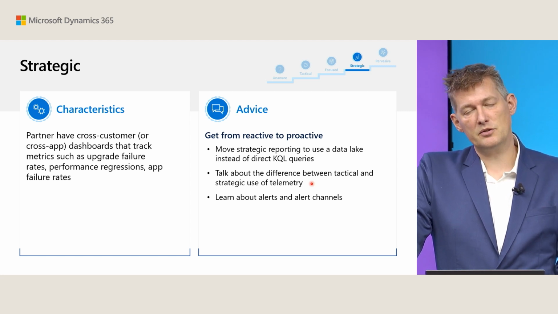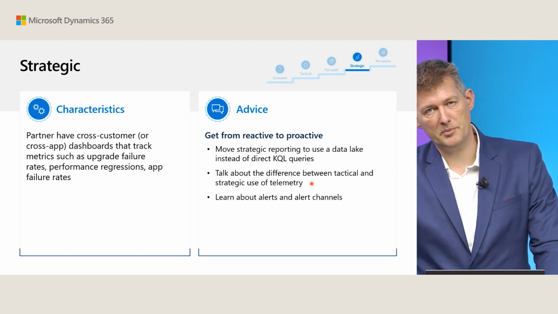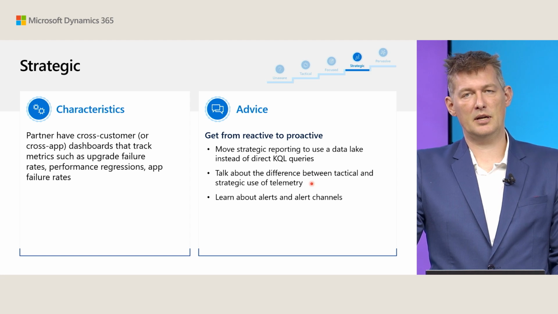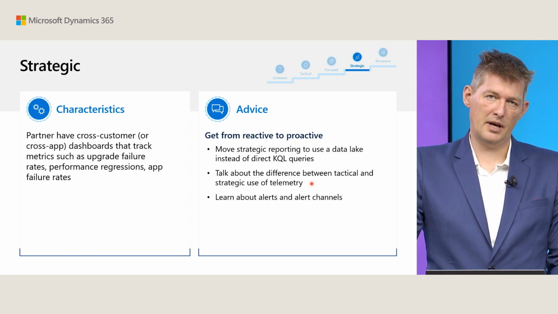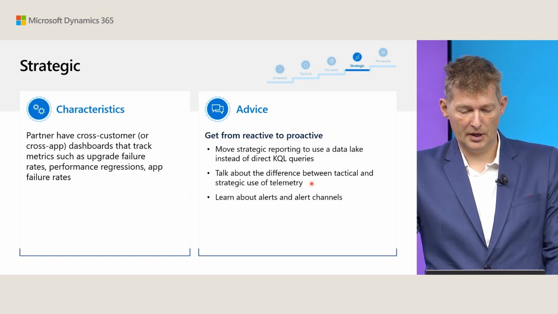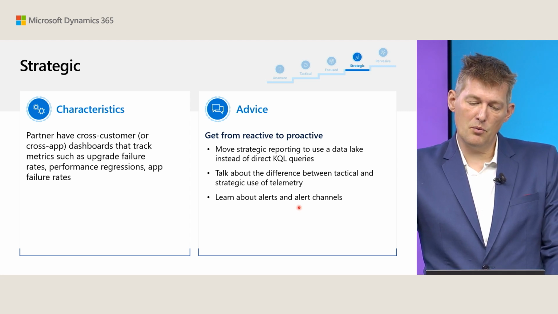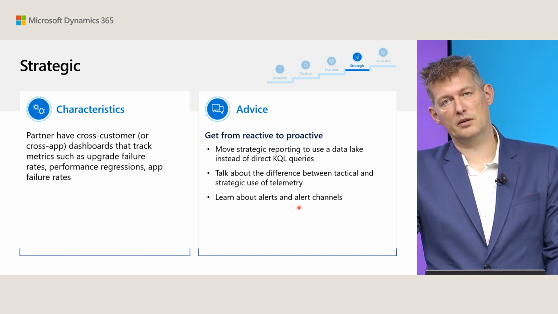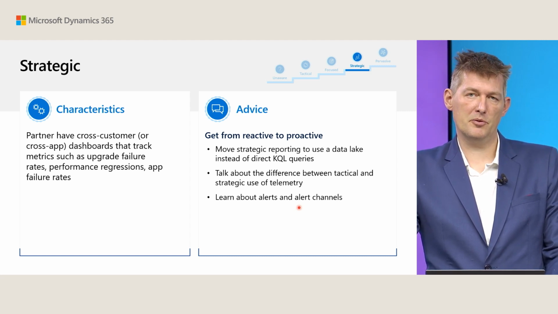These are the kind of strategic things you can use telemetry for, because you use the data to take decisions that will change your business, whether it's an app or the way you deal with your customers. And the final thing is, if you want to go from reactive to proactive, you need to start thinking about alerting on telemetry.